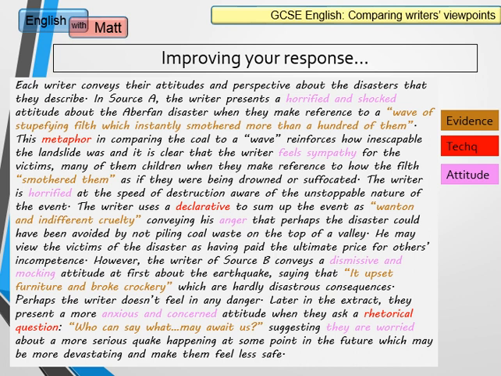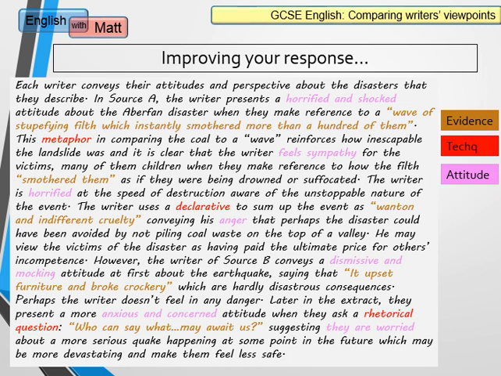However, the writer of source B conveys a dismissive and mocking attitude at first about the earthquake, saying that it upset furniture and broke crockery, which are hardly disastrous consequences. Perhaps the writer doesn't feel in any danger. Later in the extract, they present a more anxious and concerned attitude when they ask a rhetorical question, who can say what may await us, suggesting they are worried about a more serious quake happening at some point in the future, which may be more devastating and make them feel less safe.